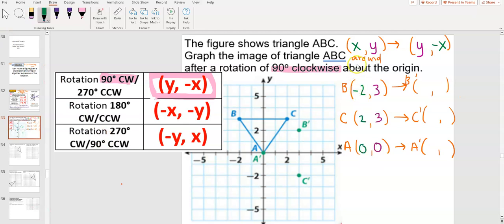Okay, so I color-coded them here with our original X values being green and our original Y values being purple. And what I'm going to do now is for each shape, I'm going to flip-flop X and Y, and then I'm going to take the original X and change its sign, or make it its opposite sign. So this -2 will become positive, okay? Okay, so I did the very first step, which I flip-flopped my X and Y, so you can see that my B prime is now 3, -2, and my C is now 3, +2, and A is 0, 0.